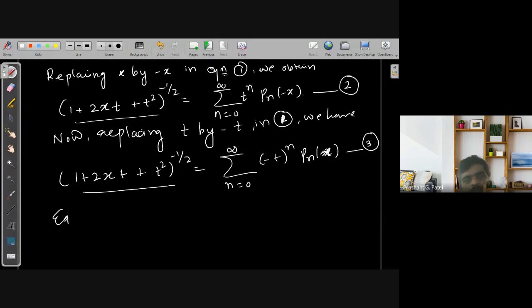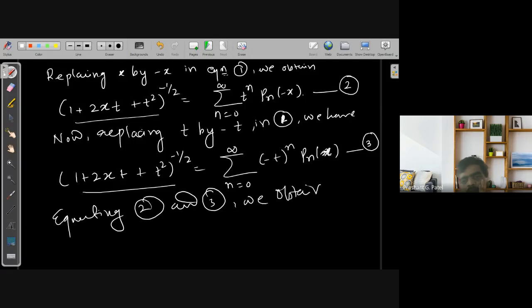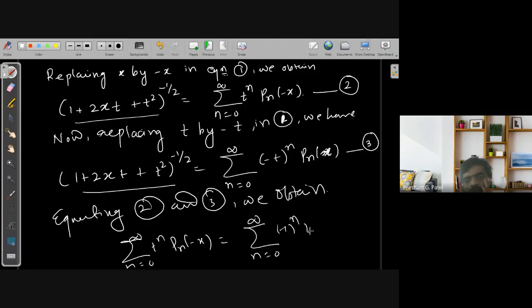So by equating 2 and 3, we obtain that summation of t power n into Pn of this is same as summation n running from 0 to infinity minus 1 raised to n into t power n Pn of x.